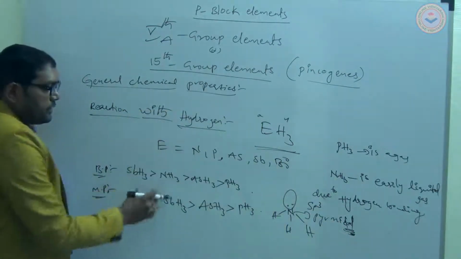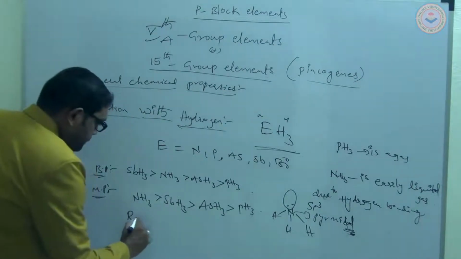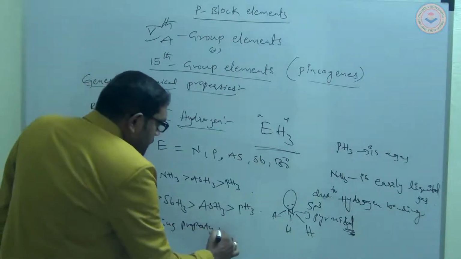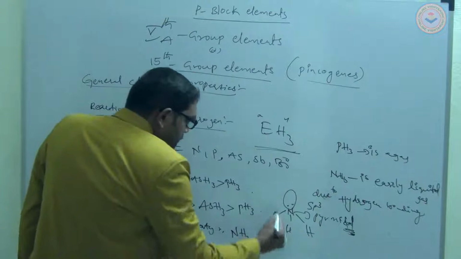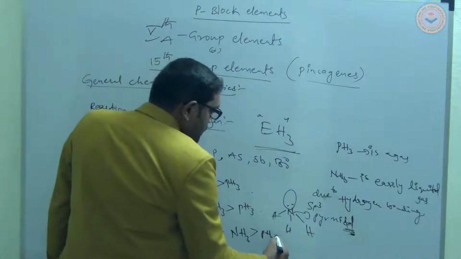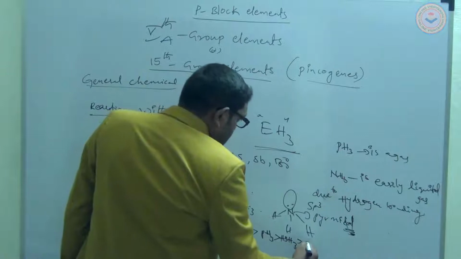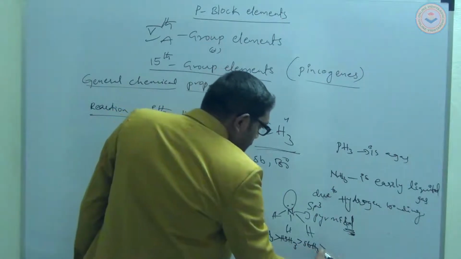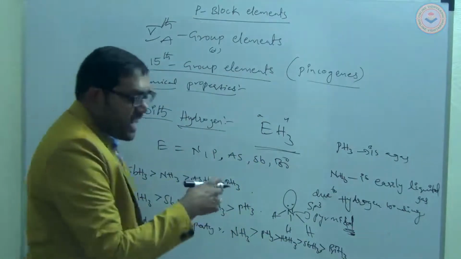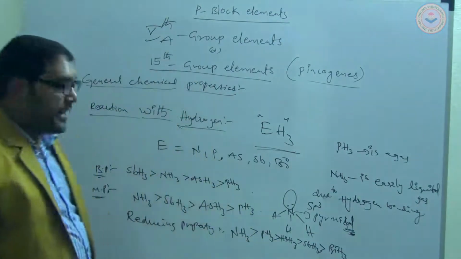That is the reaction with hydrogen and reducing nature. Reducing property: ammonia is greater than phosphine, phosphine is greater than arsenic hydride, greater than antimony hydride, and antimony hydride is greater than bismuth hydride. Down the group, the reducing property of these hydrides decreases. Ammonia is a stronger reducing agent than bismuth hydride.